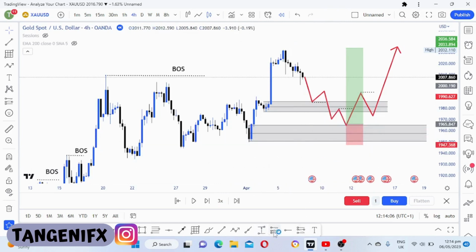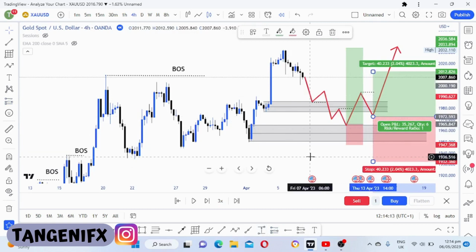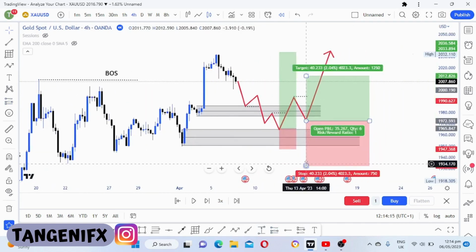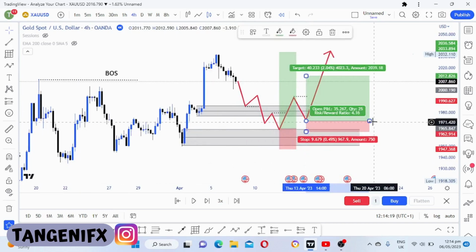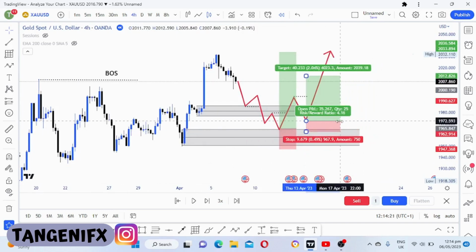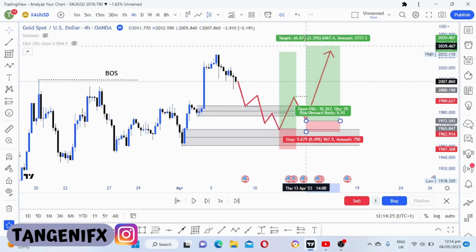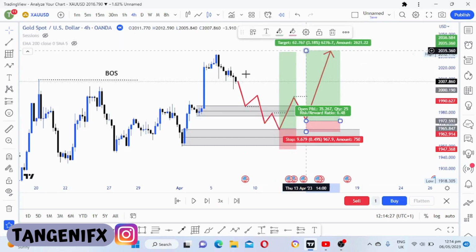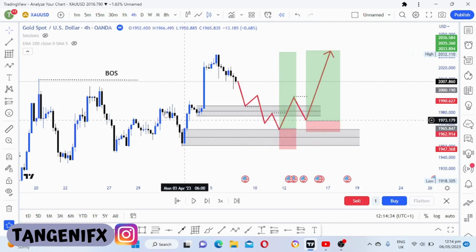Or you can enter conservatively. You wait for price to change character, and then you just enter on the first pullback on a lower time frame. You target this higher here. Yes, you see the difference. Here the stop loss is tight. Here the stop loss is large. See the difference there, guys.